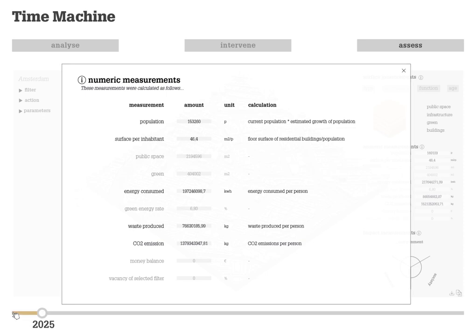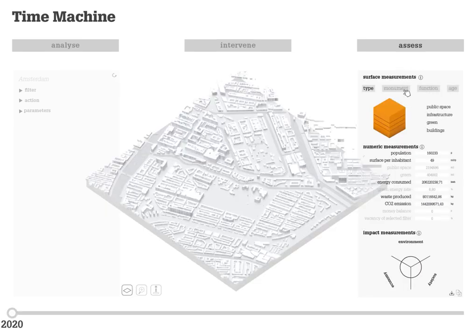Note that despite not applying an action, population in Amsterdam is growing, and that waste production, energy consumption, and CO2 emissions are increasing. Importantly, with an increase in population, we note a decrease in floor surface per inhabitant. Again, this shows the aftermath of the current housing crisis that Amsterdam is facing. Now, let's close this pop-up and have a look at the third type of measurements, the impact measurements.